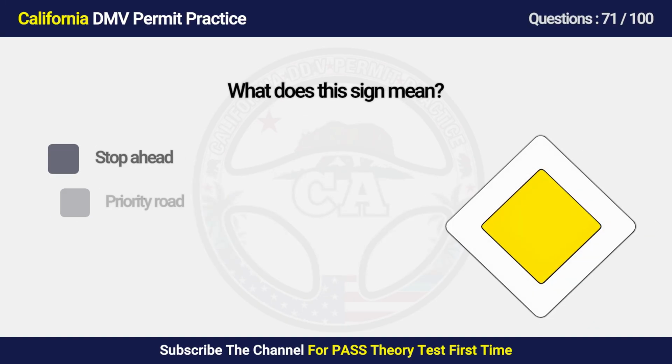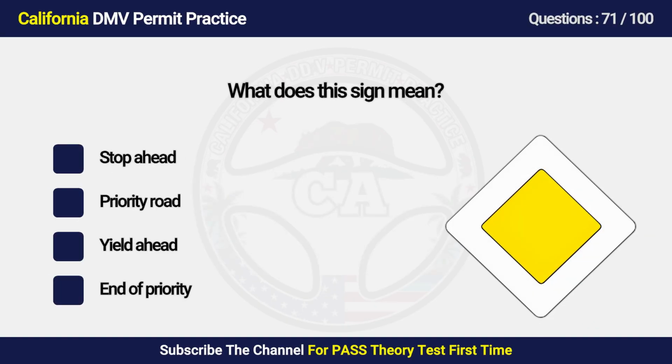Question 71. What does this sign mean? A, stop ahead, B, priority road, C, yield ahead, D, end of priority.